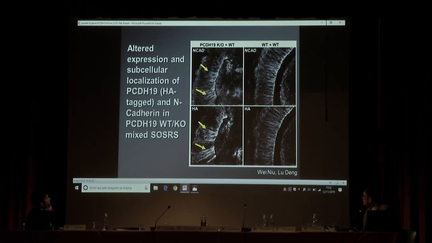So what else happens? So Wei also tagged PCDH19 in wild-type cells with HA, just like Paul Thomas did in the mouse, and mixed them with the knockout. And here you see when we mix wild type with wild type, the N-cadherin is highly expressed at the apical lumen, just like the HA labeling PCDH19. It's in the processes, but not so much. But when we mix knockout with wild type, there's only HA where there's wild type cells, not where there's knockout. And you can see in those areas, the HA is more diffuse compared to the control throughout the cells. These are radial glial cells that send processes basally. And the N-cadherin localization is misregulated as well.